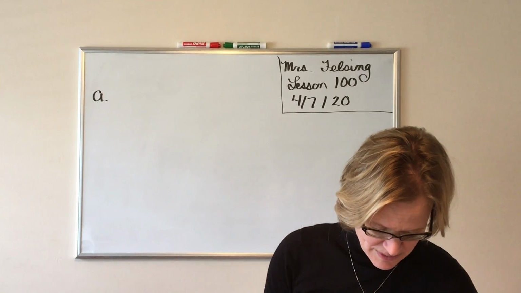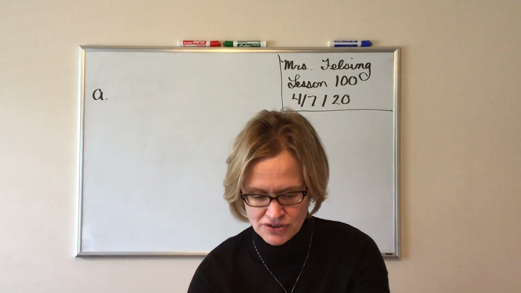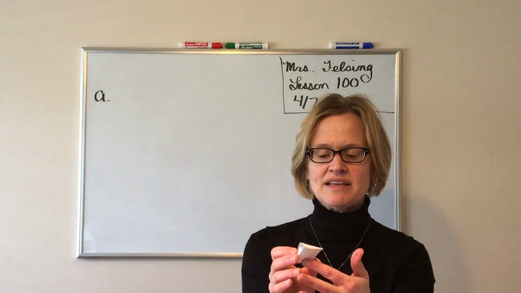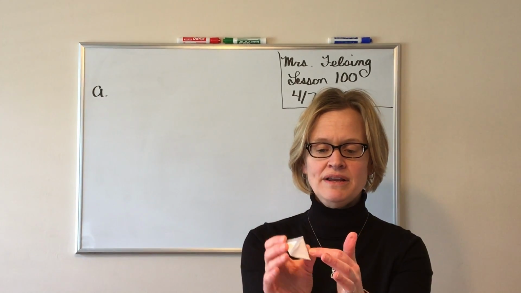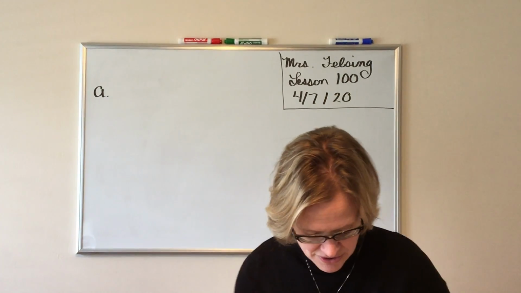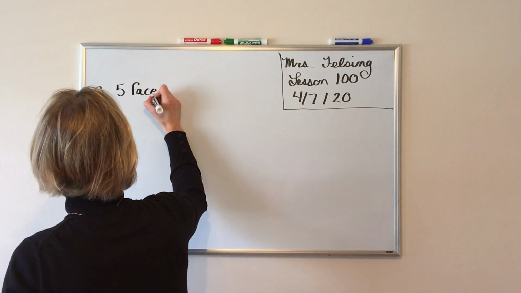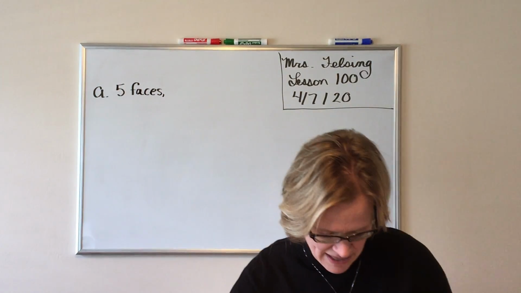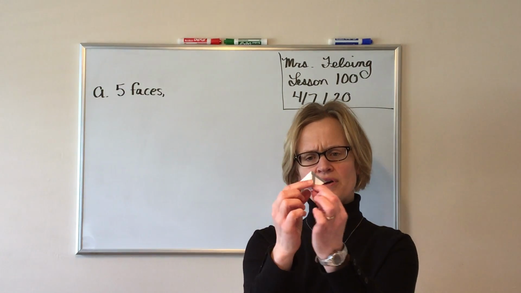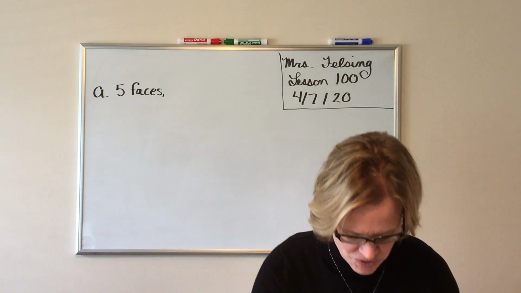So letter A, back to it. How many faces does the pyramid have? So I'm going to take a look at my pyramid. You should take a look at yours too, and we'll count together. Let's do the faces around the outside, and then we'll do the base. So we have 1, 2, 3, 4, and 5. So I'm going to write down for letter A, 5 faces. And what are their shapes? Well, if I look here, the 4 around here are triangles, and 1 is a square.